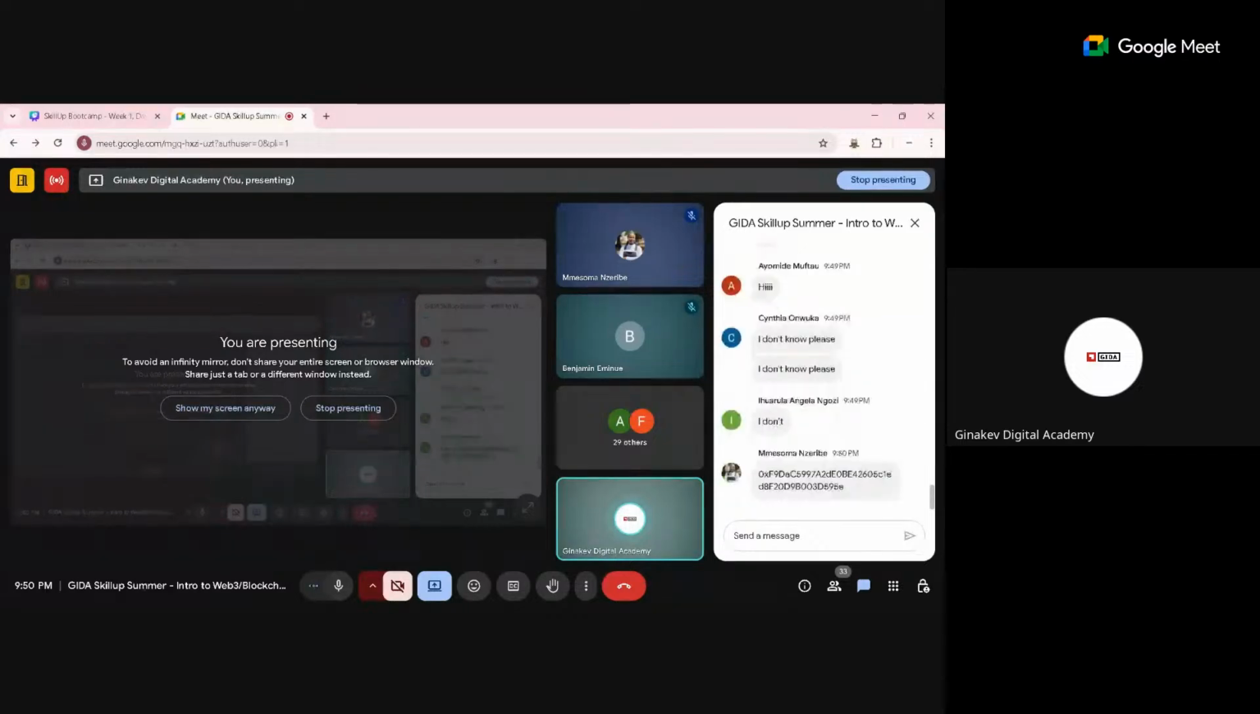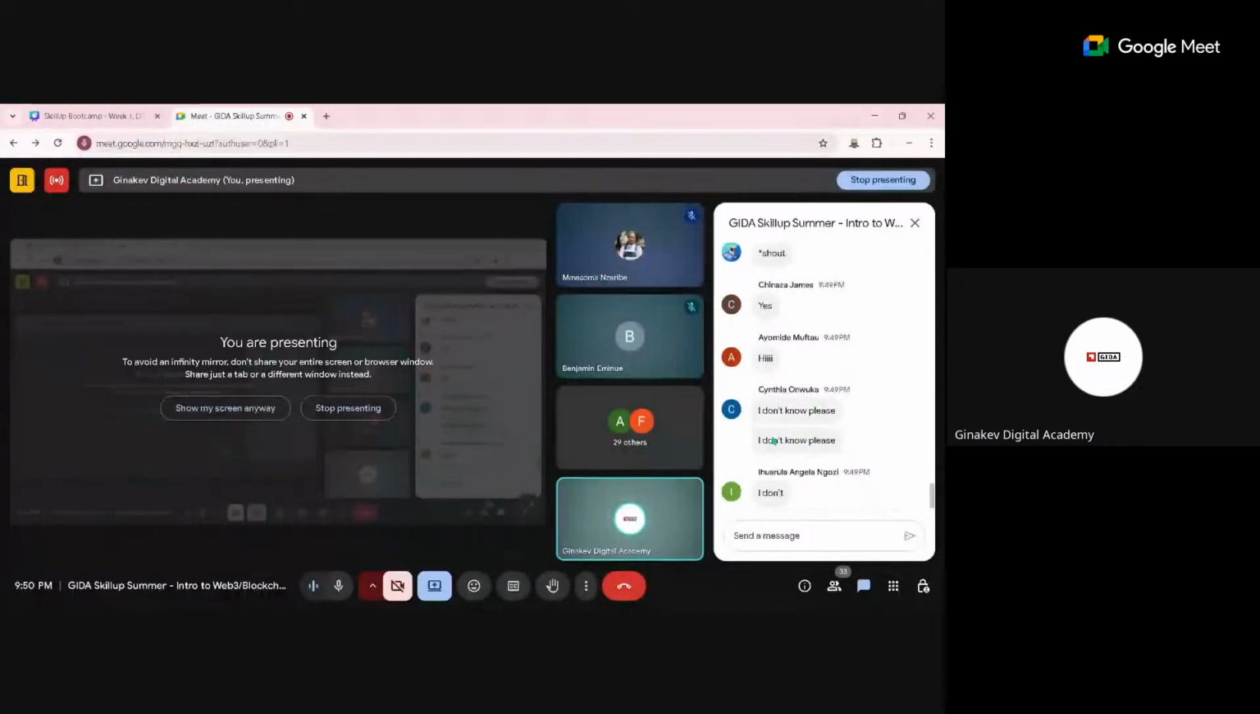Anybody? Okay, there are a lot of people who don't know. So this is what a wallet address looks like. Look at what she posted: 0x9D8. Okay, I think there are a lot of people that don't know.